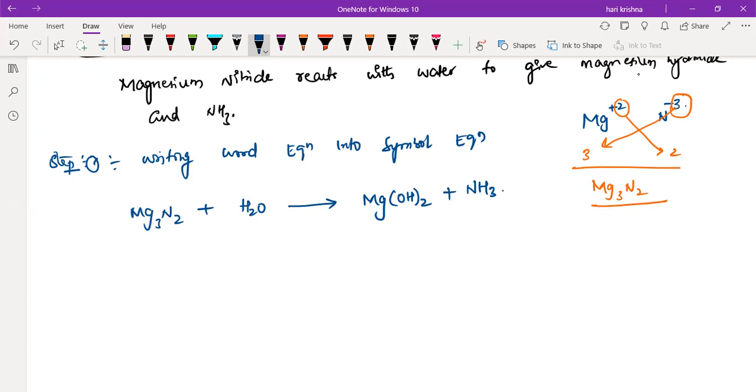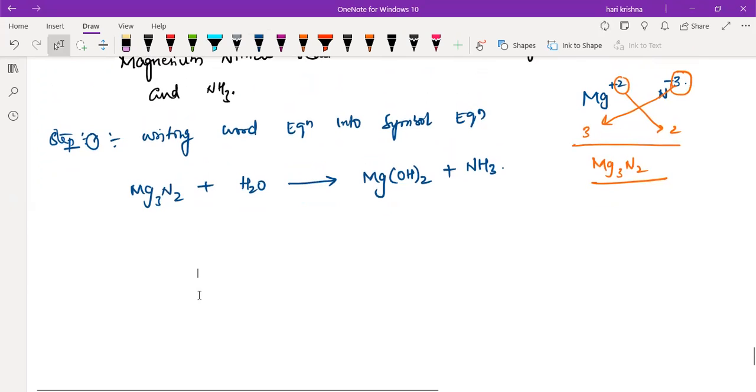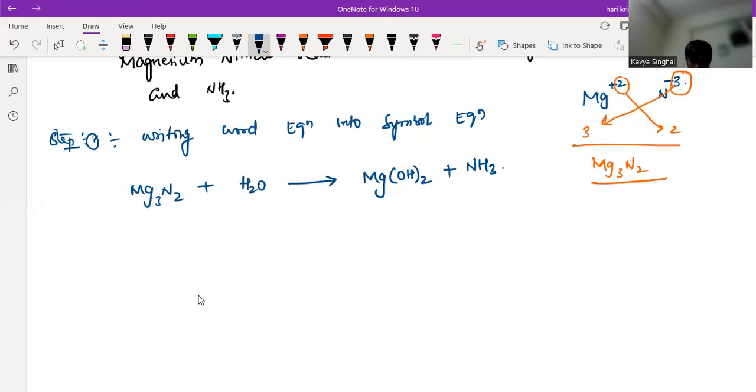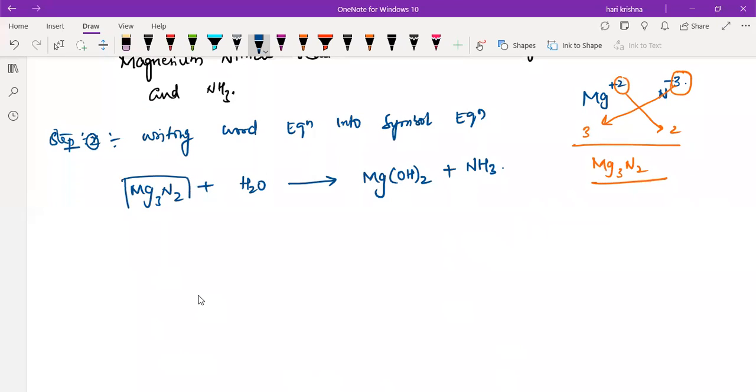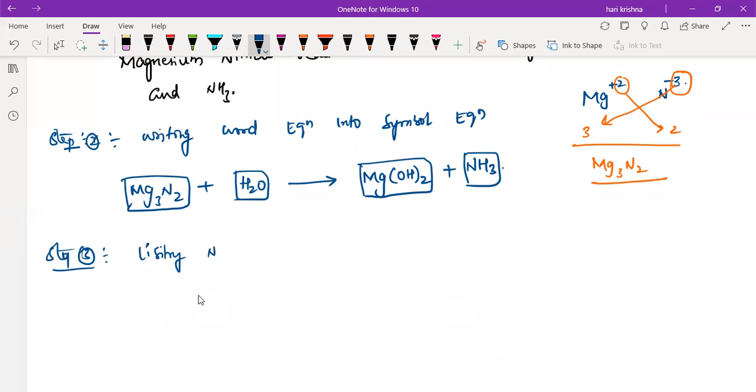So this is a word equation we are converting into the symbol equation, which we have done in the first step. Okay, second step, what do you have to do? Then we'll draw the boxes around each. Then step number 3 is what? Listing the number of atoms on both sides.